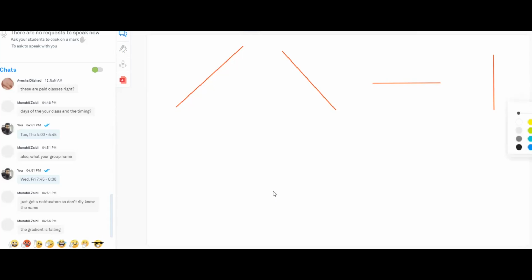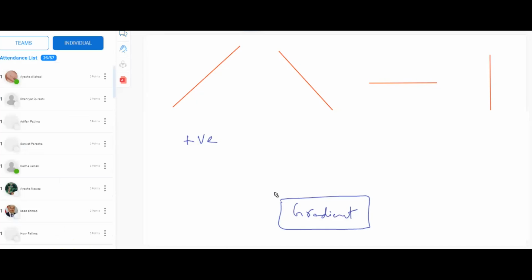What about the first line? Now in this first line, what happens going from left to right? Going from left to right, your y coordinate is increasing. Here the gradient is going to be positive. So let me talk about the gradient of these lines. The first line will have a positive gradient. Going from left to right you are going upward, so the gradient is positive.